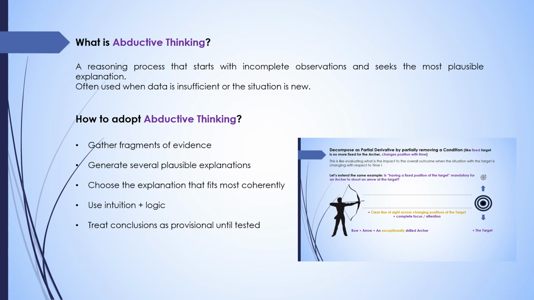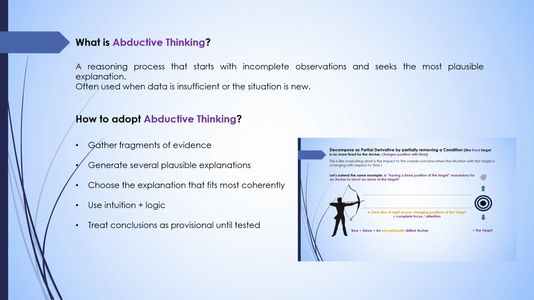Is the sound distorted by distance or by motion? Abductive thinking doesn't stop at one guess. It compares several plausible explanations and selects the one that fits the situation most coherently. This is where intuition and logic work together. Intuition to sense patterns, logic to eliminate inconsistencies.